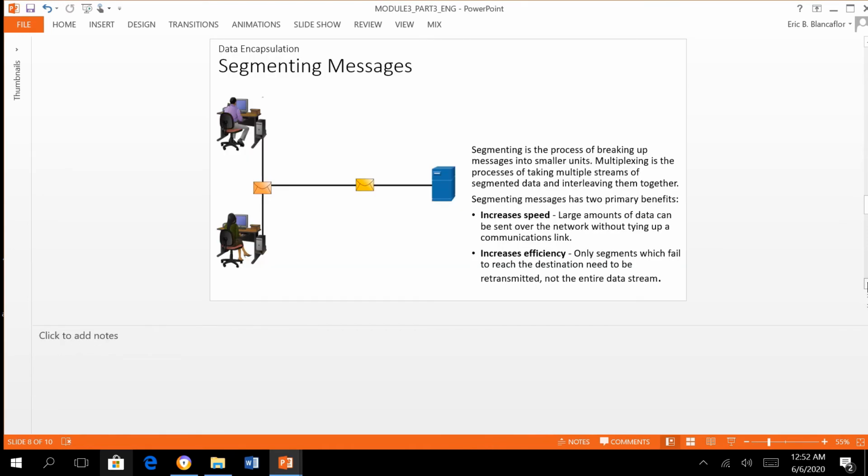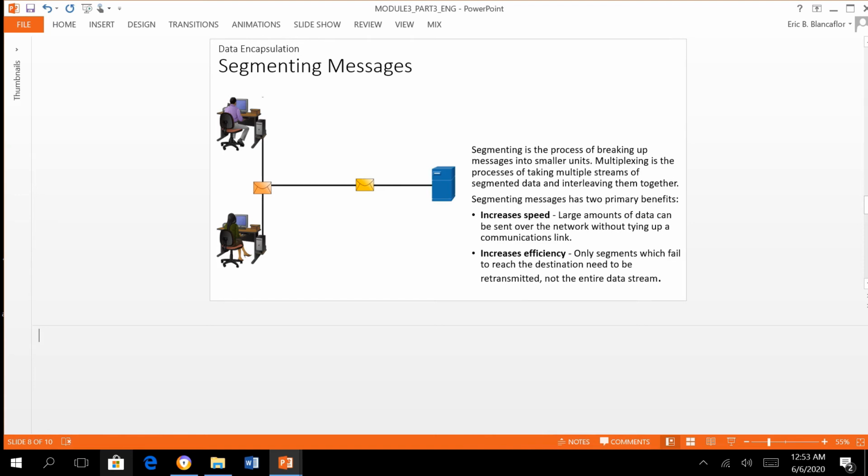And then, again, as we mentioned, data is being encapsulated. The data is being encapsulated. Okay. The meaning of encapsulated is, the data has added information during transmission.